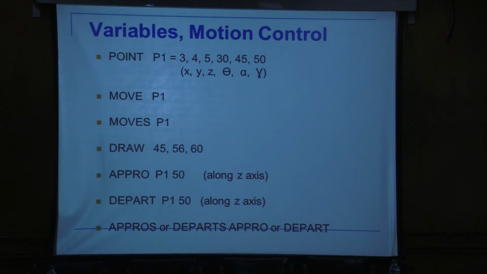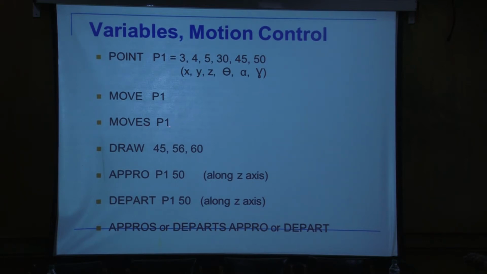Now once you have defined your points, the next thing would be the move command, the motion control. Move command is very easy. Move P1 and moves P1. There are two commands here. One is move P1. It moves to the point P1, and here there is a command called move S.